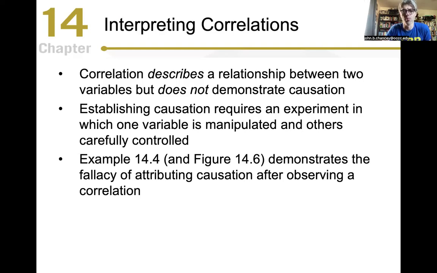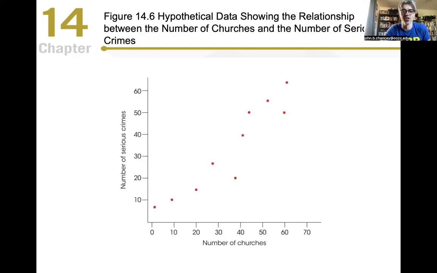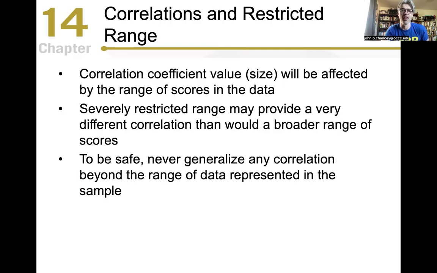So there's an example on 14.4 that demonstrates the fallacy of attributing causation after observing a correlation. It's this one here, looking at the number of serious crimes paired with the number of churches. There does appear to be a positive correlation there. But if you're assuming causation from this relationship, you might think, oh my gosh, are the serious crimes causing more people to build churches in response, to create a more moral society, or is the number of churches causing more people to be... I mean, it takes you in some really weird directions if you infer causation from correlation. So that's a nice example of how to avoid that kind of thinking.